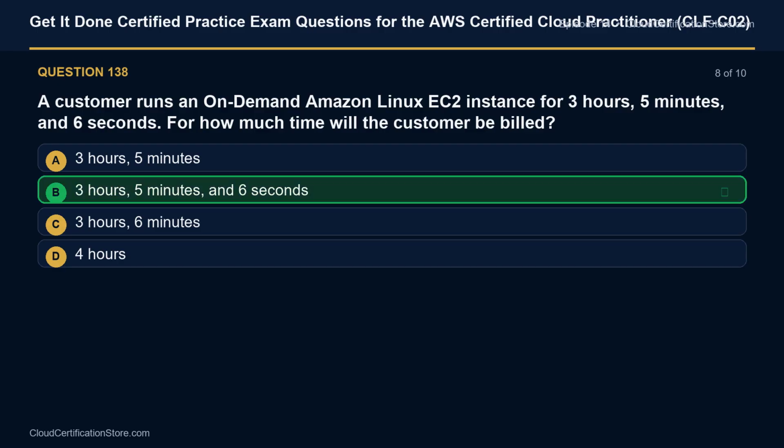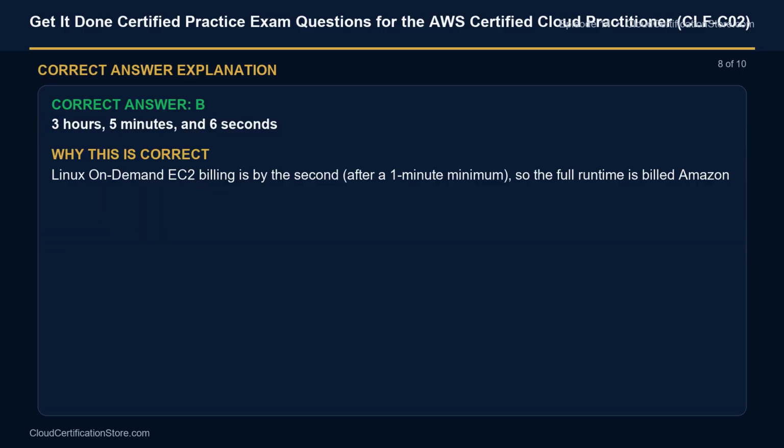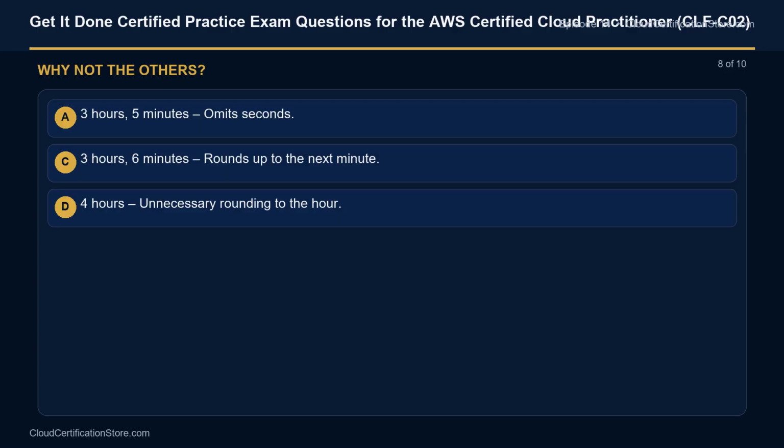The correct answer is B, 3 hours, 5 minutes, and 6 seconds. Explanation: Linux on-demand EC2 billing is by the second after a 1-minute minimum, so the full runtime is billed. Why not option A? 3 hours, 5 minutes omits seconds. Why not option C? 3 hours, 6 minutes rounds up to the next minute. Why not option D? 4 hours is unnecessary rounding to the hour.